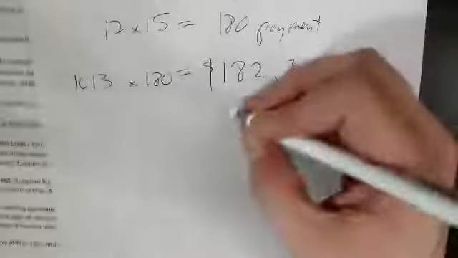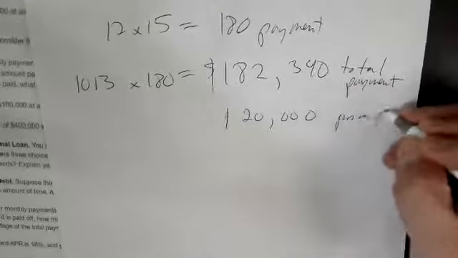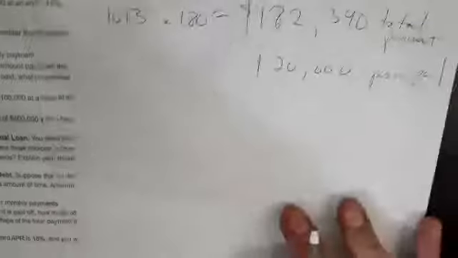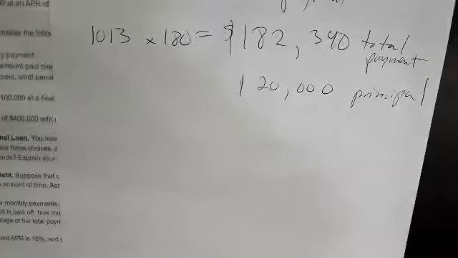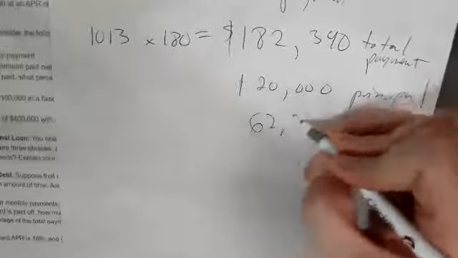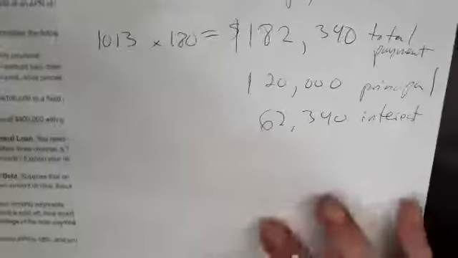$120,000. Yeah, so if the principal is 120,000, if this is my principal, then how much am I getting in interest? How do I figure that out? If this is my total payment, this is everything I paid for this loan, and this is my principal, then where's my interest at? So is it 182 minus 120? Yeah, that's exactly what we're doing. We're subtracting these two numbers. When we pay a loan, we're paying back principal and we're paying back interest. So if I do 120,000, I get 62,340. And this is how much I had to pay in my interest.